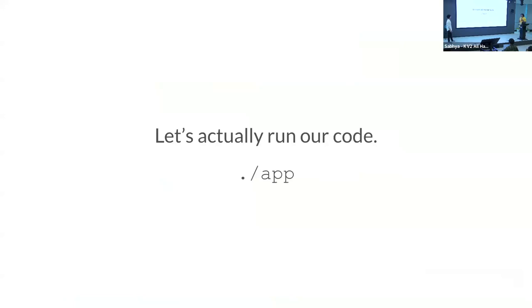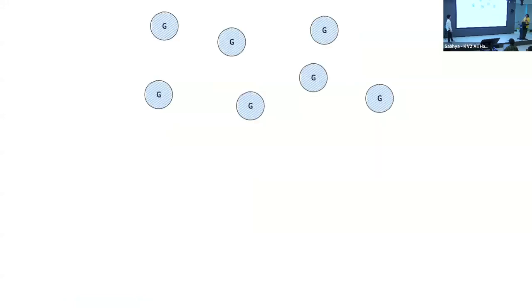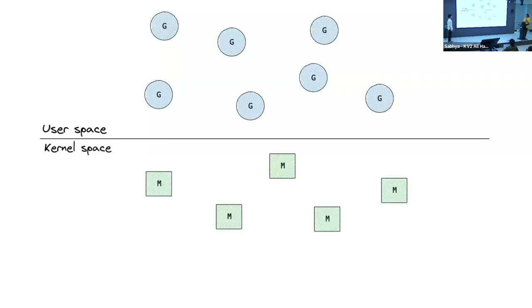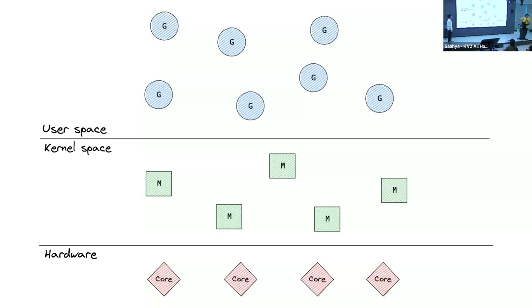So let's actually run our code. In our code, we might have a bunch of goroutines. We will denote goroutines by G. All of the goroutines are in user space. We might have a bunch of threads in the kernel space. We'll denote those by these square boxes titled M. So G and M are notations for goroutines and threads in the Go runtime. And finally, we have our hardware, which is what actually runs our code. Threads are scheduled by the operating system using the kernel scheduler. Might be CFS, might be real-time scheduling, batch scheduling, what have you.